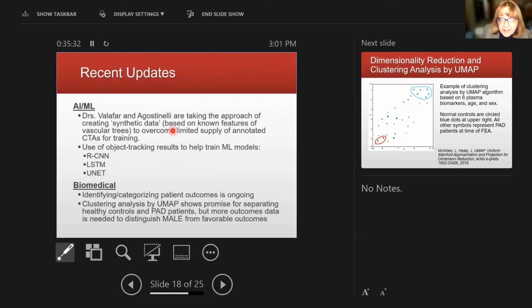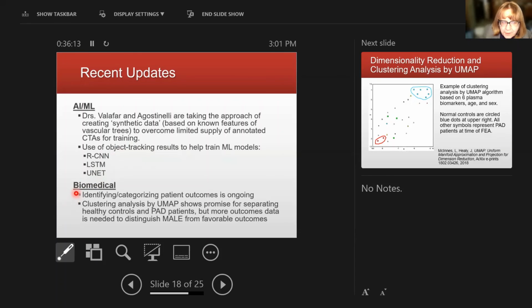So recently, as I mentioned, we're taking several approaches to improve the measurement of calcification. Doctors Valafar and Agostinelli are beginning to create synthetic data to overcome the limited supply of annotated CTAs for training machine learning algorithms. And we're using more advanced machine learning models such as LSTM and UNet, and in part using the results from the object tracking studies to help train these machine learning models.